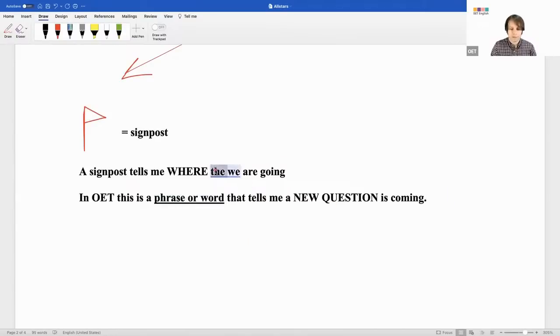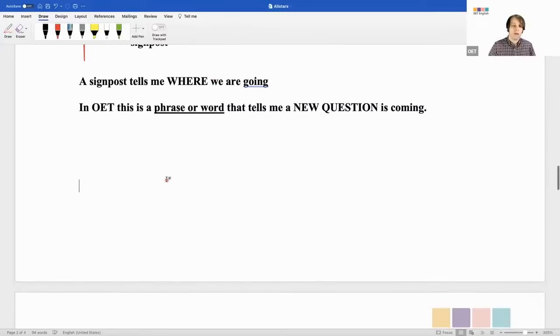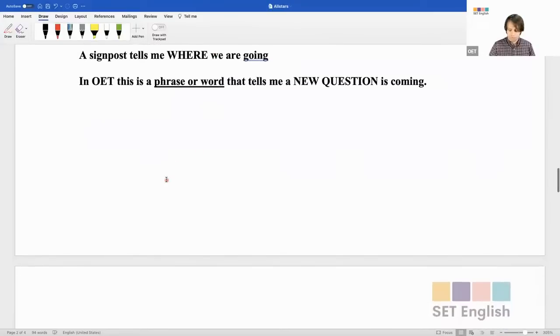Okay, I'll get rid of this, sorry. So let me show you an example. It's easy just to show an example, right? So I'm going to show you now an example of an OET test. Okay, guys, I'm going to show you an example of an OET test, and we're going to look at the transcript at the same time.